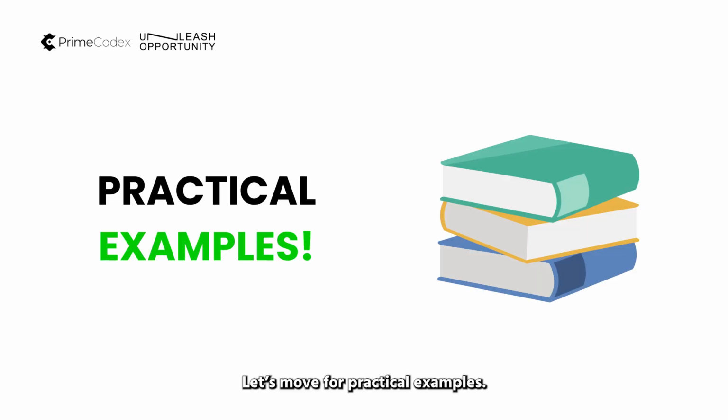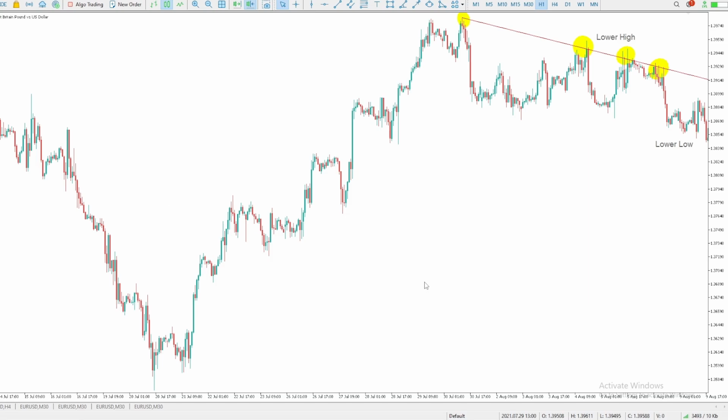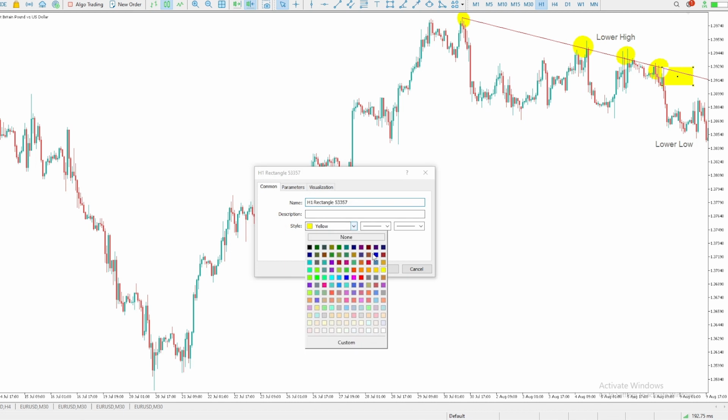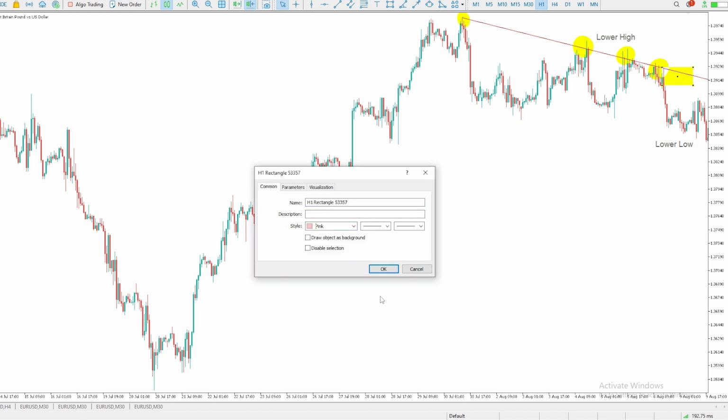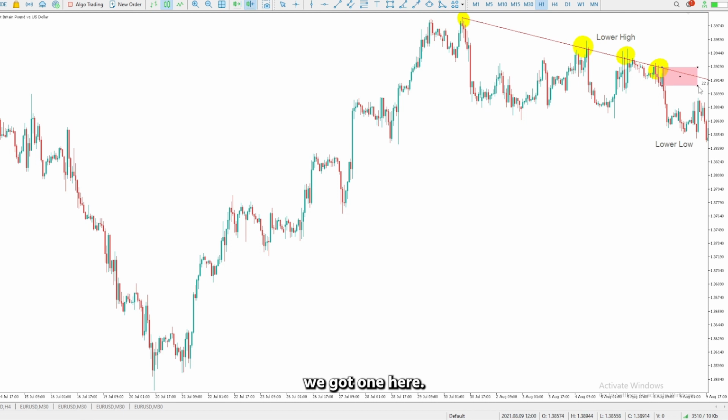Let me move on to practical examples. Moving through the chart, after we analyze the trend, we should identify supply and demand. We detect the supply and demand here. I'm going to change the color to red. We got one here. Then we move forward.